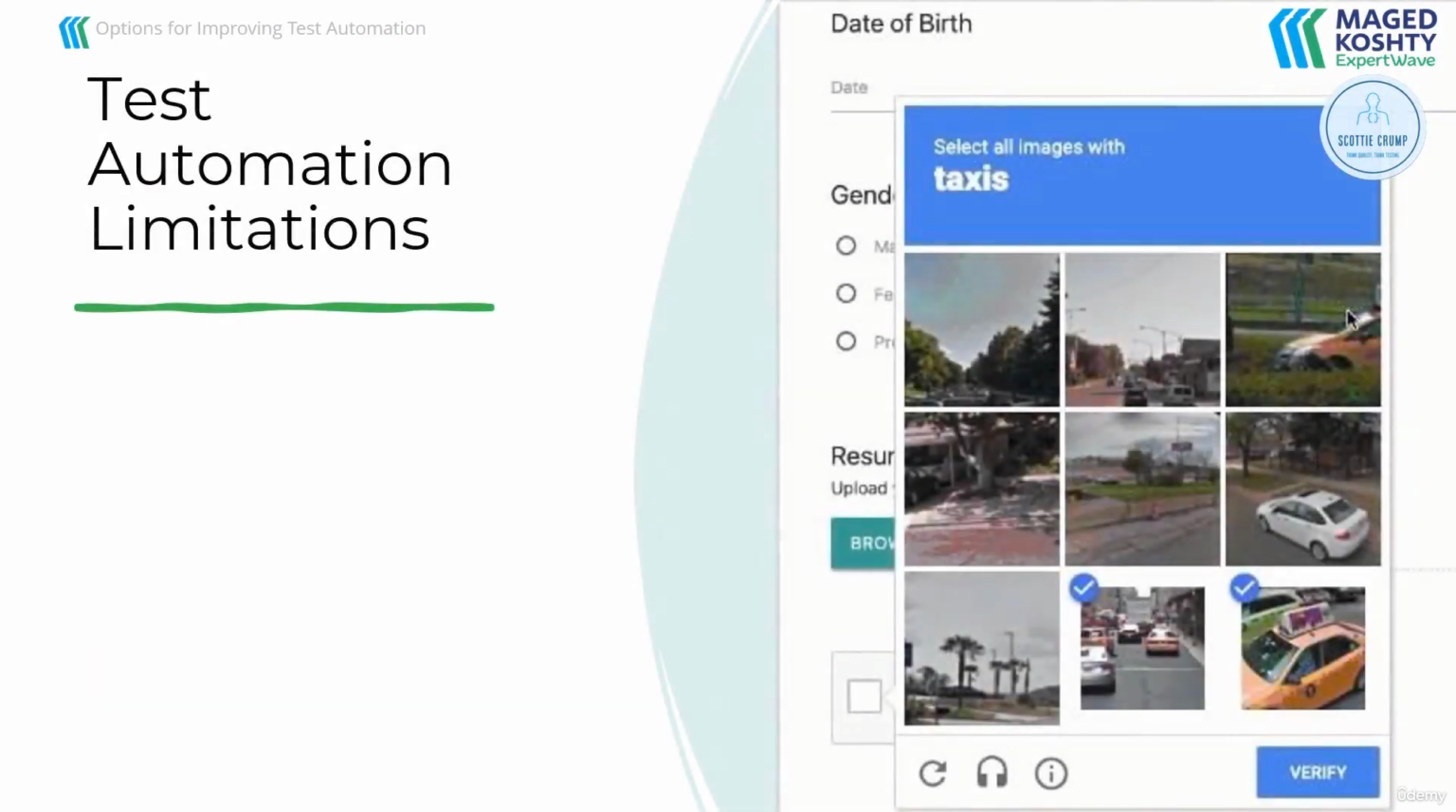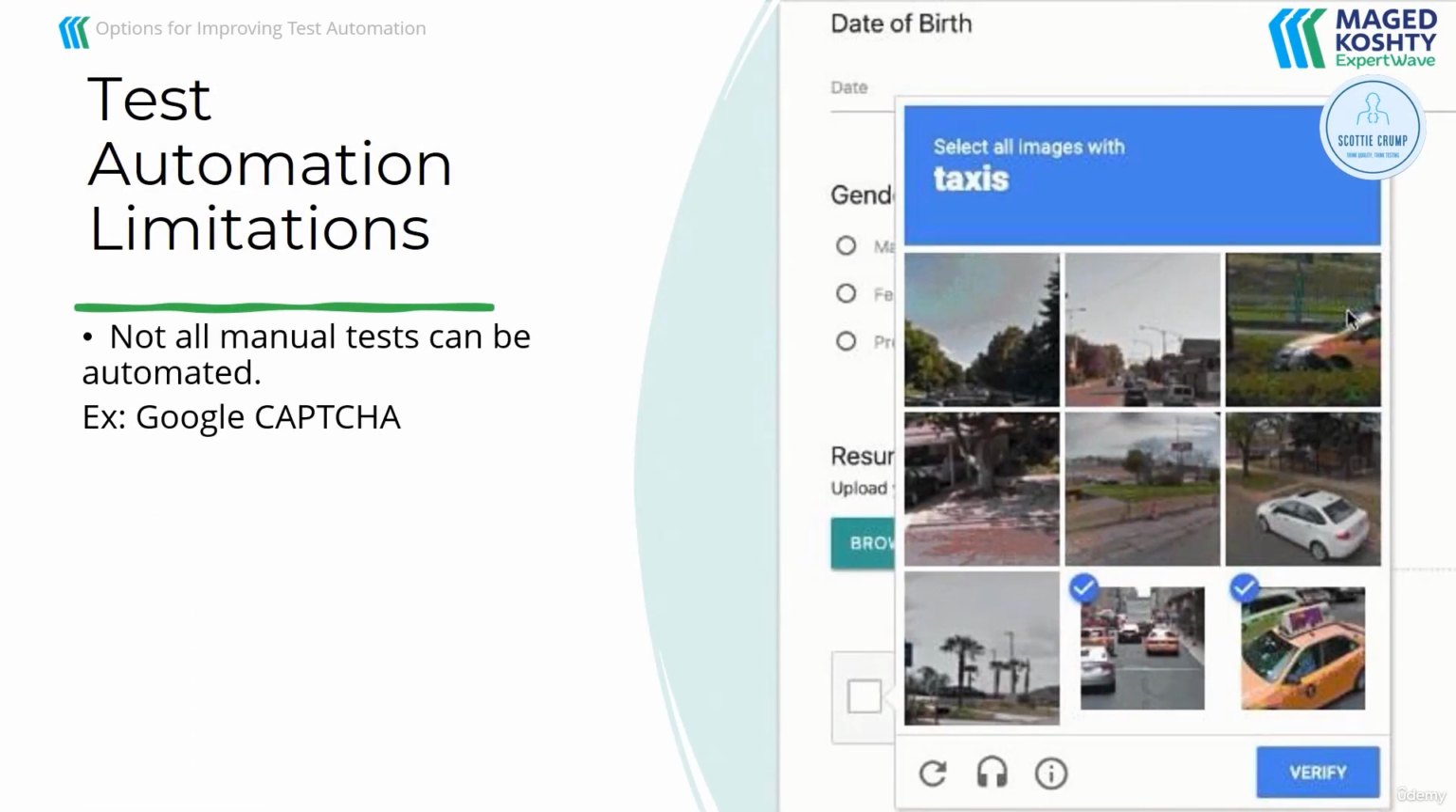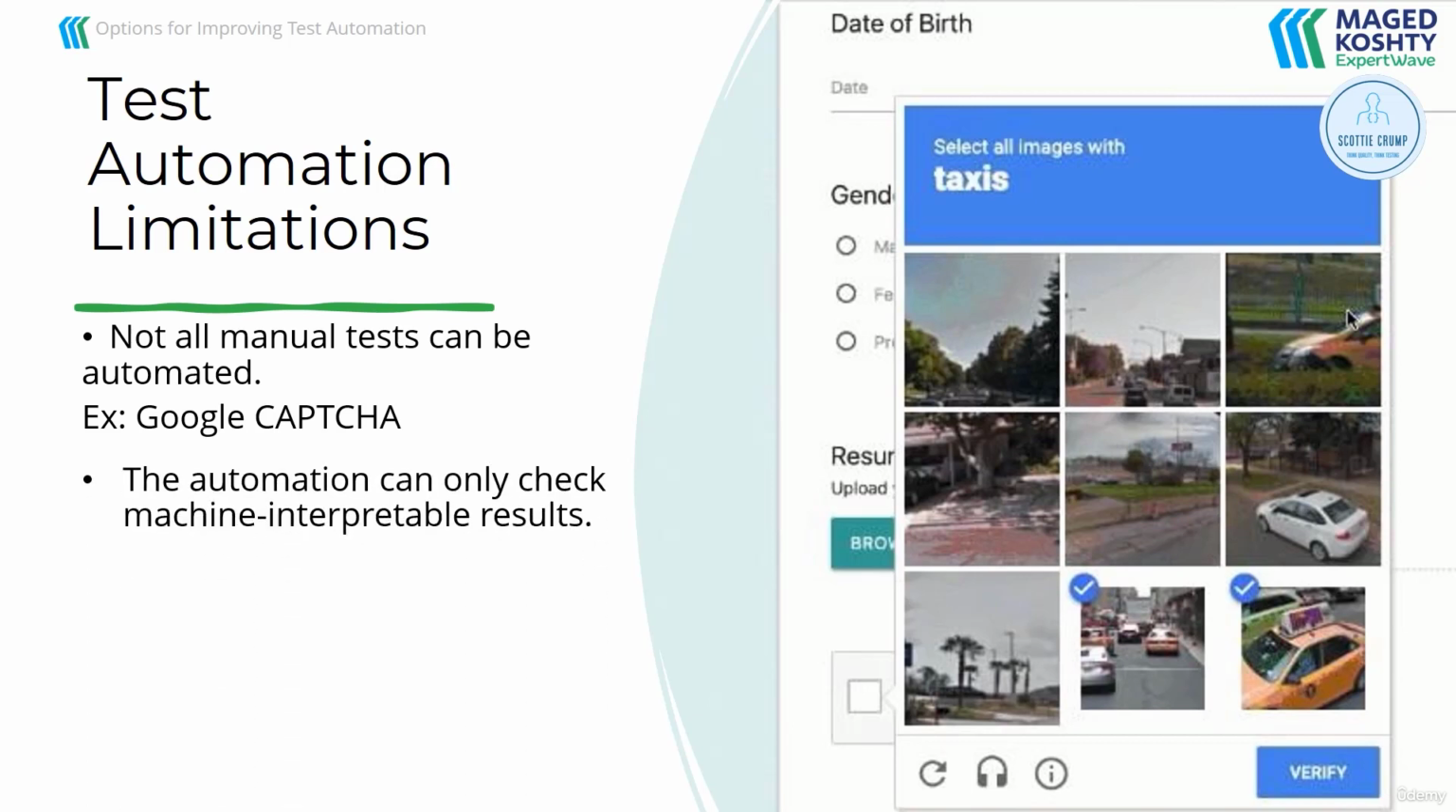The limitations of test automation include: not all manual tests can be automated. For example, some pages use Google CAPTCHA, which requires human intervention to solve a puzzle before granting specific permissions. Here we can see an example of a typical CAPTCHA for a web page. The automation can only check machine interpretable results, so if the software under test requires a human to interpret the results of a test, it cannot be automated.